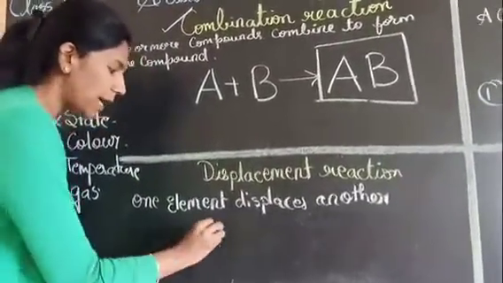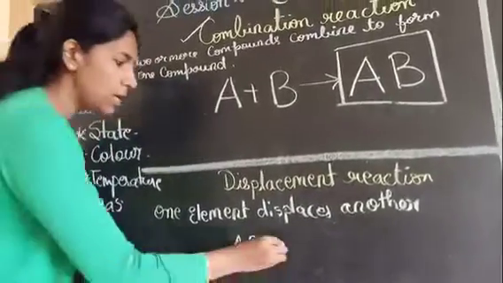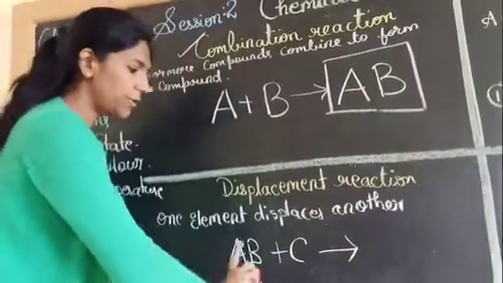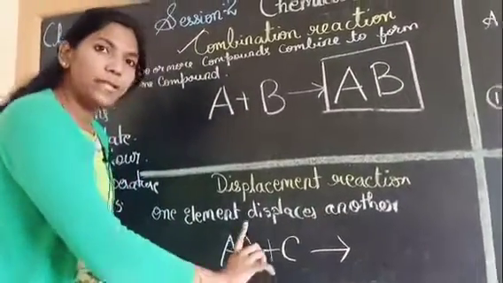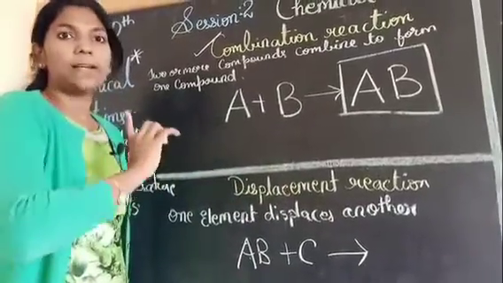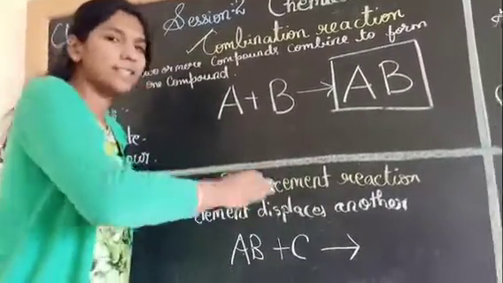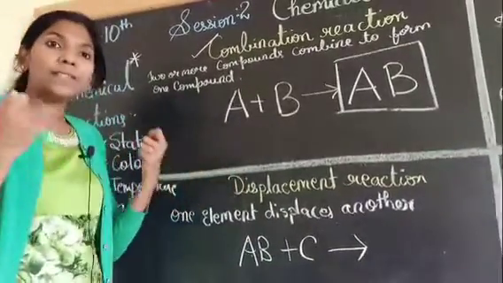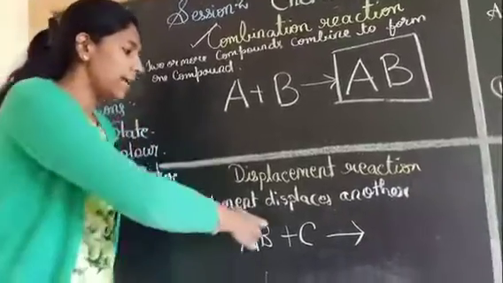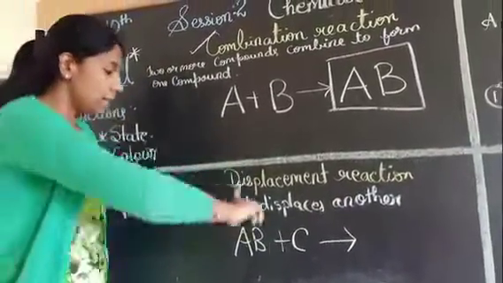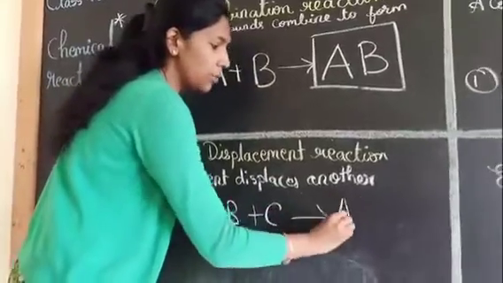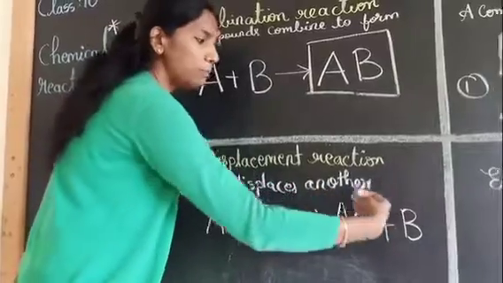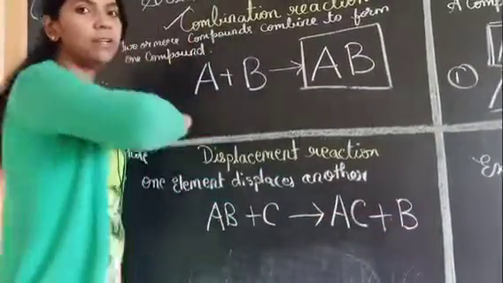Let's check. I have a compound AB plus C. Now, what is going to happen? One of the elements is going to displace. Displace means it's going to change its place. Why is it going to change its place? Being stronger, having some power, it has the ability of changing its place. Now A, being the stronger one, is going to combine with C and throw away, or isolate, the other element B.